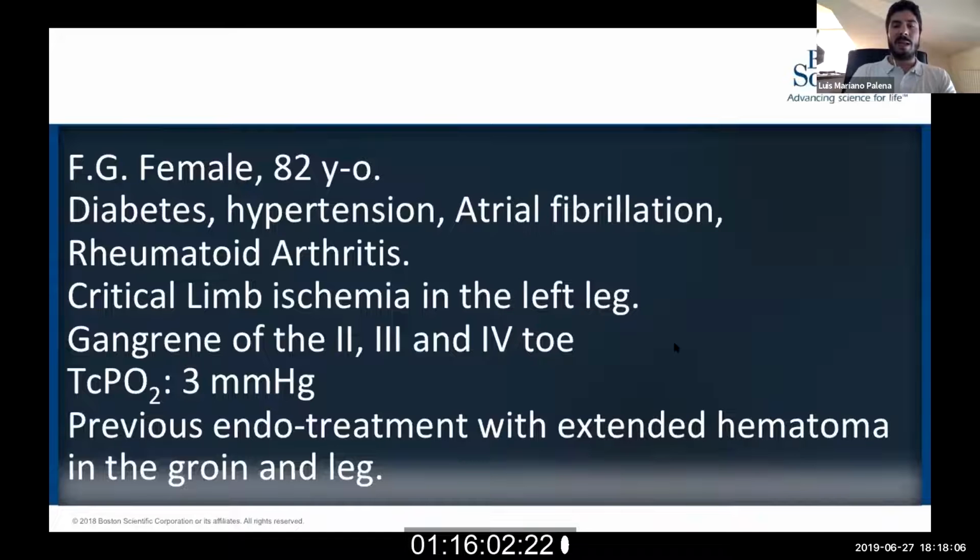This is a case of a lady that was already treated in another center, in a crossover to do the SFA. She finished with a big hematoma from the groin to the knee after perforation of the SFA. Everything was okay in the SFA right now because they put a cover stent, but the access in the common femoral artery was not possible because I was unable to see anything.